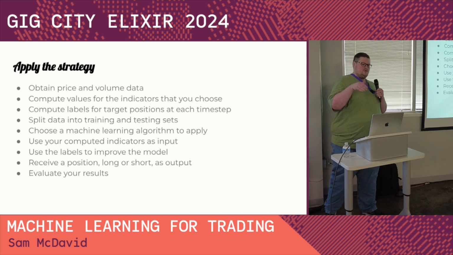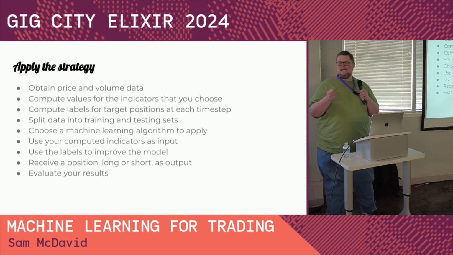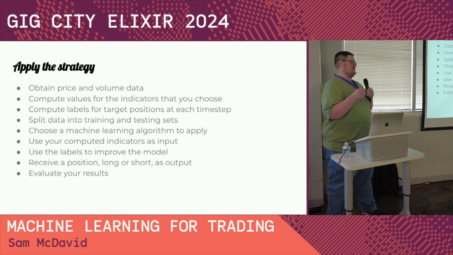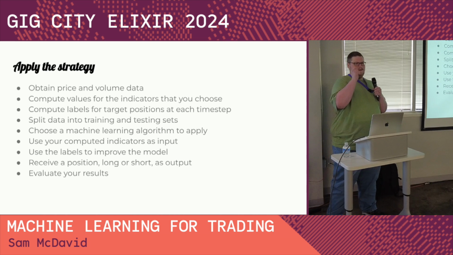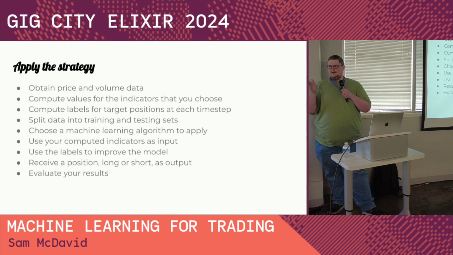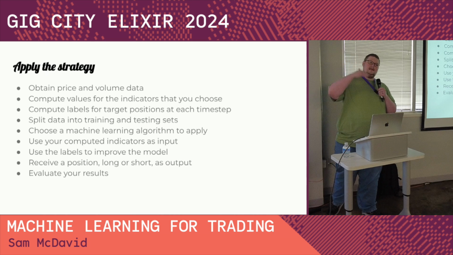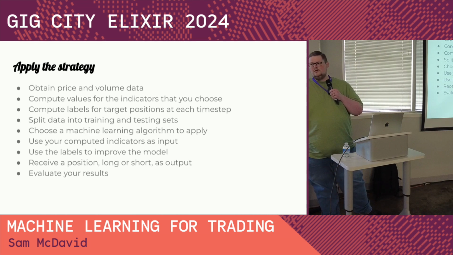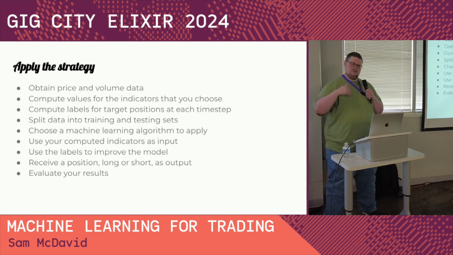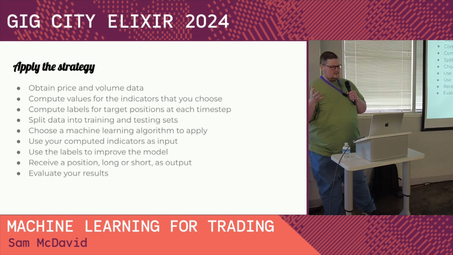So you do this by cheating. You have perfect information because you know the past. And you can look one day into the future and see, hey, the stock price went up, so I want to go long, or it went down, so I want to go short. So you want to create those labels.